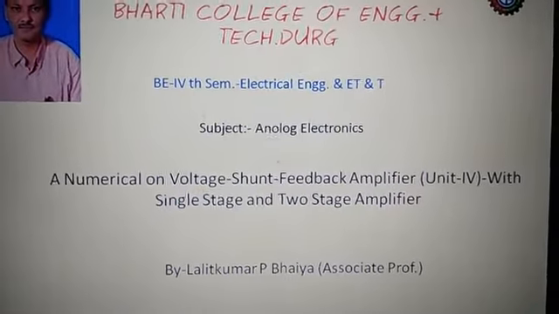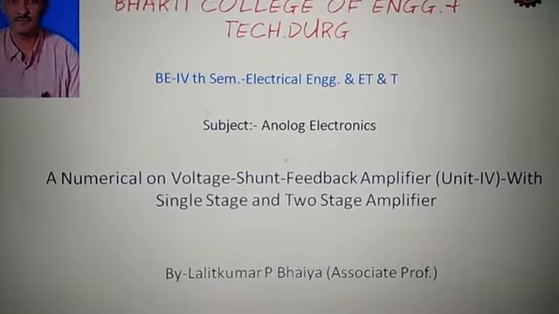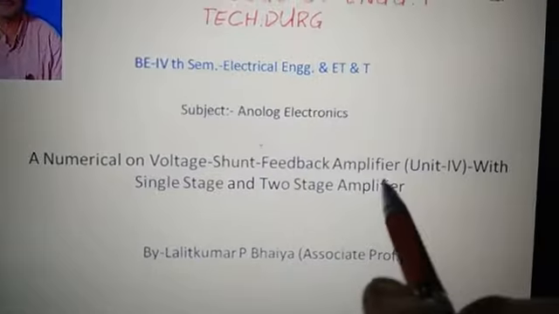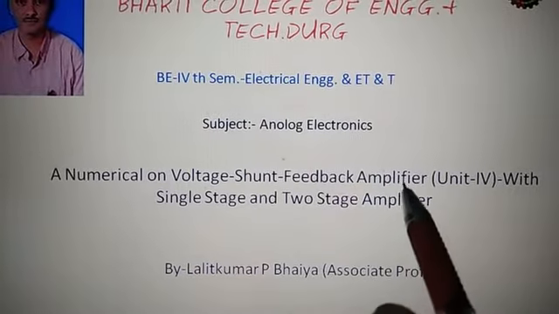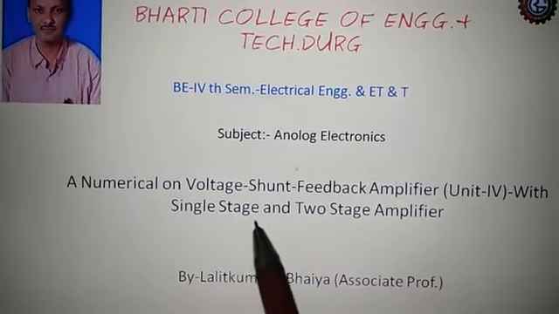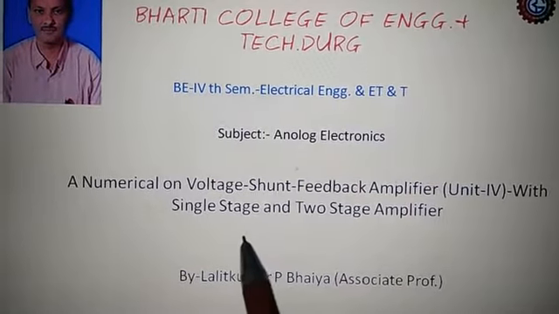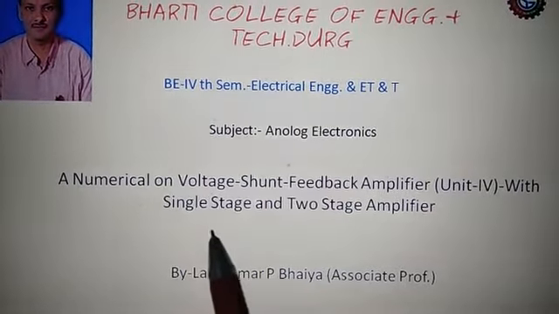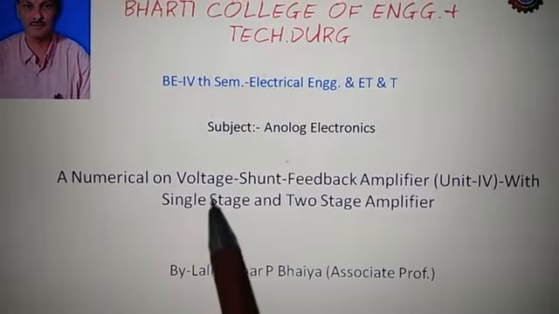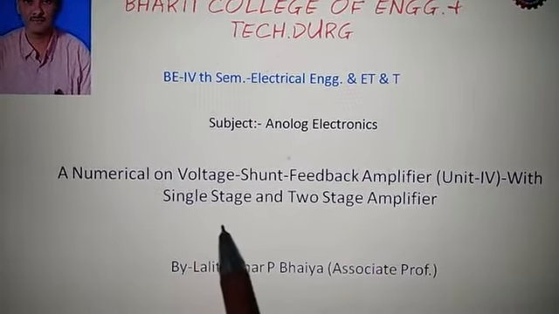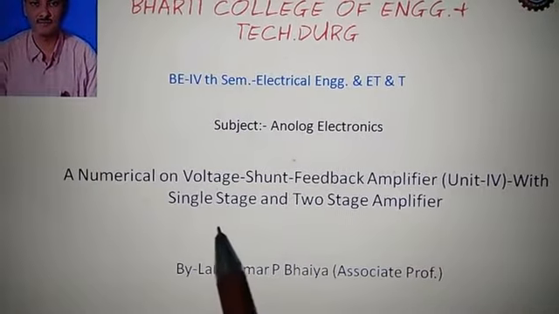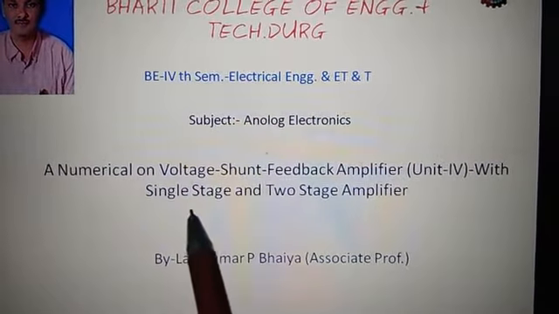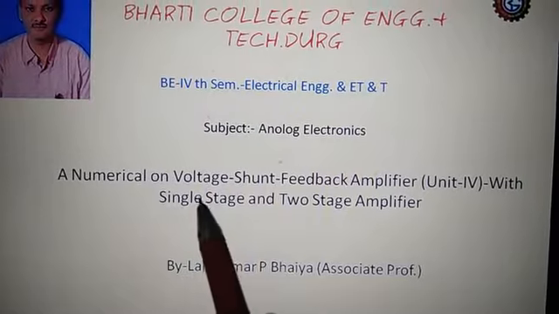Dear students, in the last video we saw a numerical on a voltage shunt feedback amplifier, that is unit 4 of your syllabus, with a single stage. We considered a single stage common emitter amplifier along with the feedback, identified the topology and solved the parameters like voltage gain, current gain, input impedance, and output impedance with and without feedback, of the single stage only.